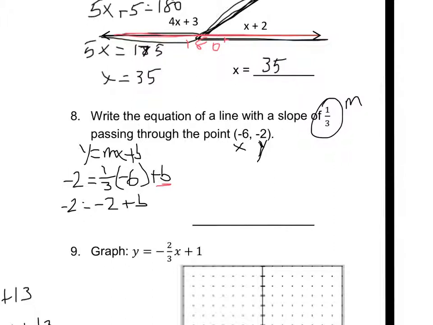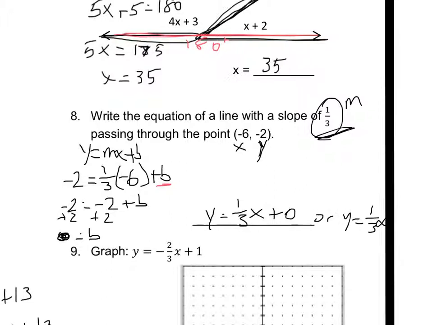If I add 2 to both sides, I get 0 equals b. Okay, so what that means, I have a slope still up here of 1/3 and a y-intercept of 0. And my equation equals 1/3 x plus 0, or just 1/3 x.